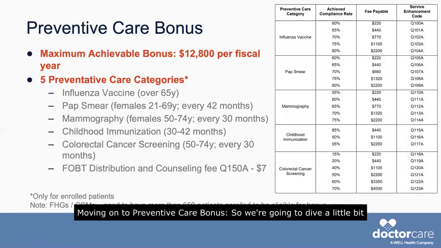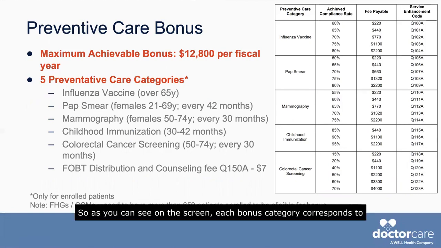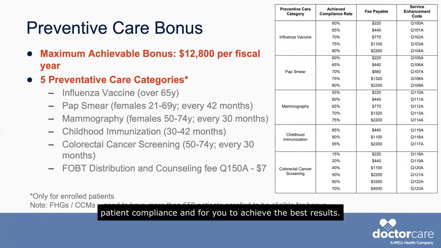Moving on to preventive care bonuses. So we're going to dive a little bit deeper into this. And this bonus has actually been in existence since 2008. So as you can see on the screen, each bonus category corresponds to a different age group. We always recommend using the Cancer Care Ontario Screening Activity Report to track your patients as they go through the health system to keep up to date on patient compliance and for you to achieve the best results.